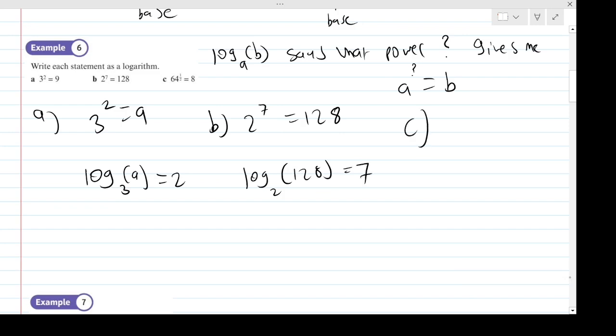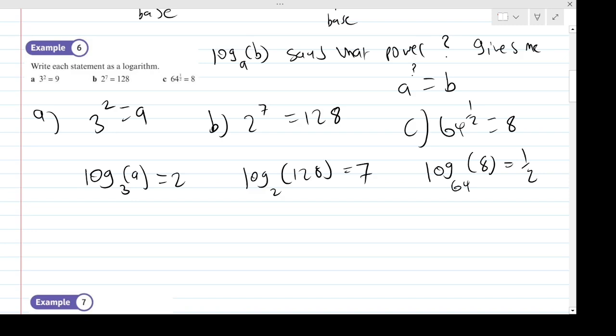Right, part C, we have 64 to a half is 8. So then as a logarithm, that would be log, my base is 64, and then my input is 8, so I'm going to put 8 in, and that will equal half, okay? Again, check that with your calculator, right? So that is the statement as a logarithm, okay?